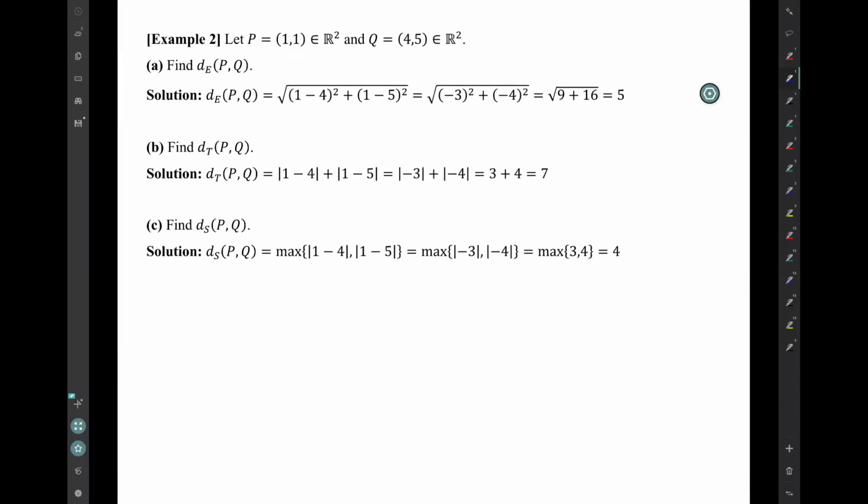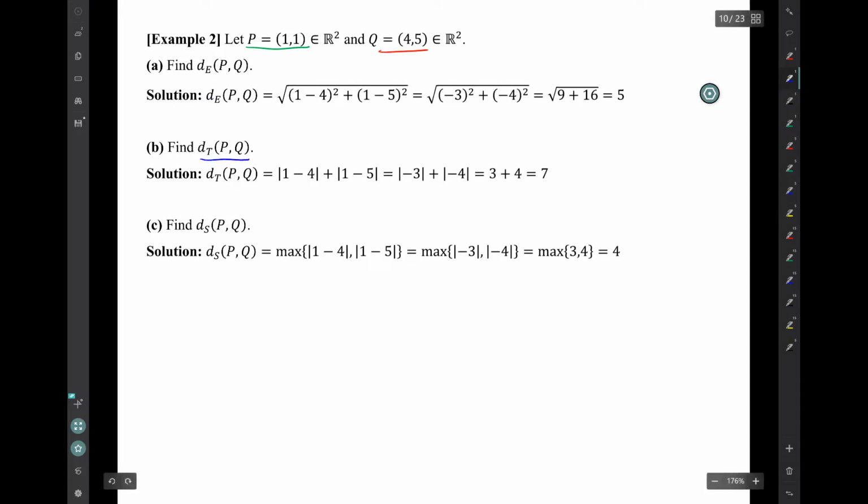So for example, let point P be (1, 1) and let point Q be (4, 5) in R2. Find the Euclidean distance. Well, that's easy. We just use the old familiar distance formula, and we get the number 5. That's what we call the Euclidean distance between P and Q.